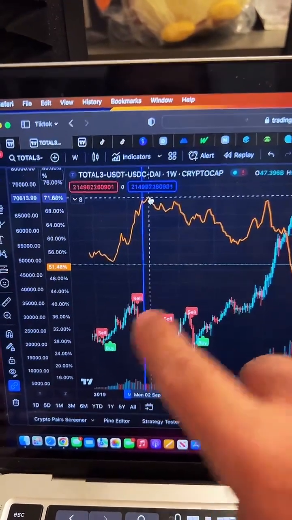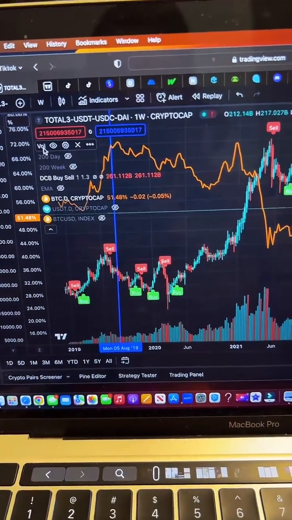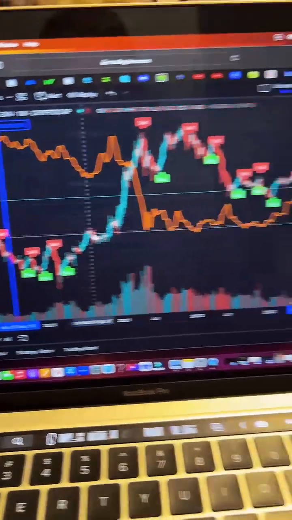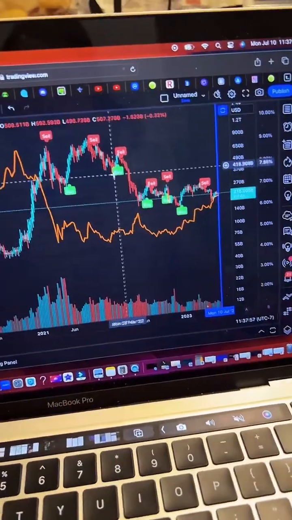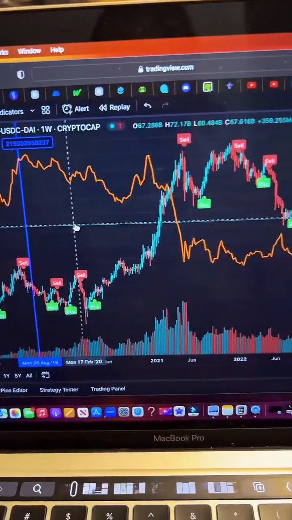Isn't that interesting? I wonder what Bitcoin price was doing. We'll get to it. Let's fast forward to today. What do we have here? We have altcoins going down. Well, let's actually go to right here, right?